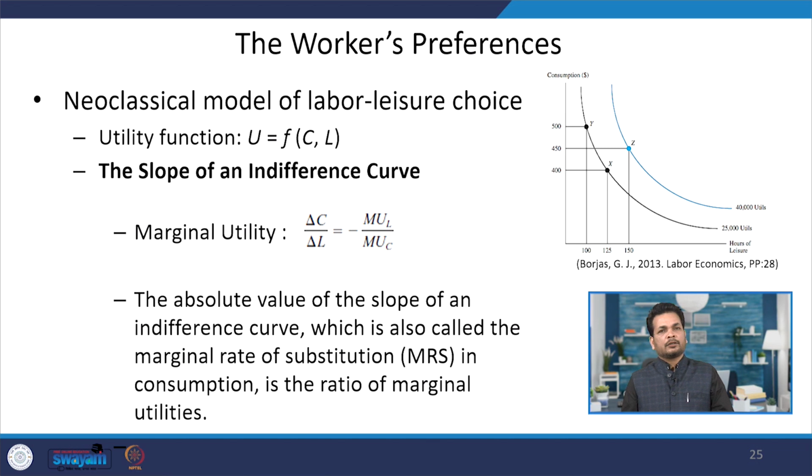So, the absolute value of the slope of an indifference curve, which is called the marginal rate of substitution between consumption and leisure, is the ratio of the marginal utilities of consumption and leisure. As you can see, when you move from this point y to x on this graph, what exactly is happening? You are substituting some amount of consumption in order to have some amount of leisure.